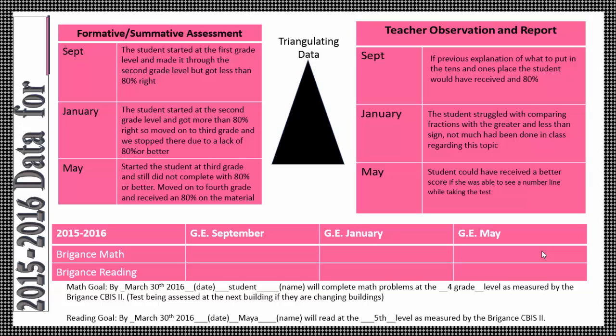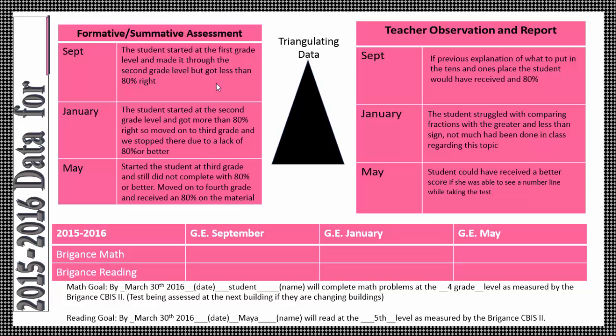Triangulation is multiple means of assessment. As you can see in the chart, a student has made progress throughout the year. In September, the student couldn't get past the second grade level because she got less than 80% right. In January, the student started at the second grade level and got more than 80%, so we moved on to the third grade level, but she stopped because of the lack of 80% or better.